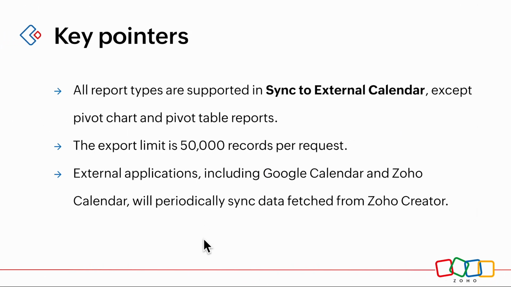Let me give a few key pointers so that you can note them down for future use. All 8 report types are supported in sync to external calendar, except the pivot chart and pivot table reports. Users can export up to 50,000 records per request. External applications like Google Calendar, Zoho Calendar, and Microsoft Outlook Calendar can all be used to sync the data. Everything works with the Zoho Creator application.